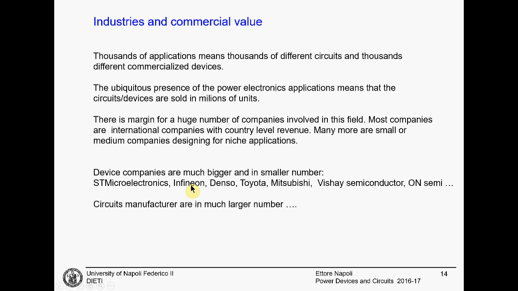We have Infineon, Denso, Toyota, Mitsubishi, Vishay Semiconductor, onsemi. A lot of these are in the East, in Asia, but a number are also in Europe: onsemi, Infineon. Vishay has some plants in Europe, but it is originally from Asia. Circuit manufacturers are not listed here because there are many of them.